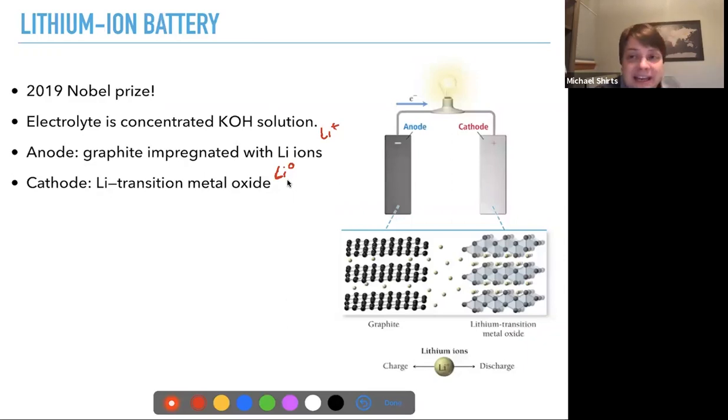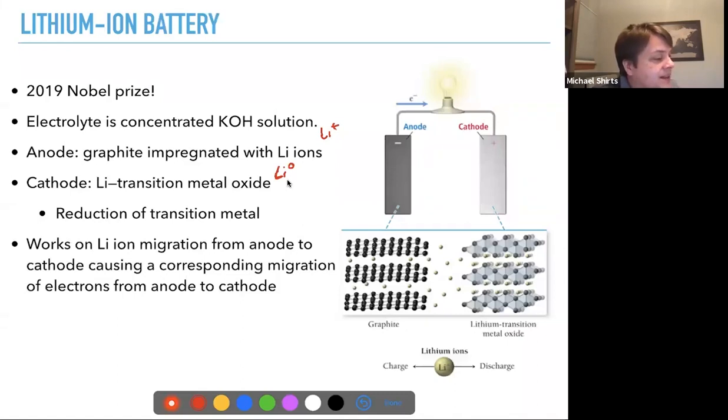The electrons are the ones flowing through the battery, and the ions themselves are the ones neutralizing the charge. So you essentially pull the electrons off the lithium apart, and then they come back together. The coming back together is what drives the charges. You get the reduction of the transition metal, and that's the driving force. So it works on lithium ion migration from anode to cathode, causing a corresponding migration of the electrons from anode to cathode.